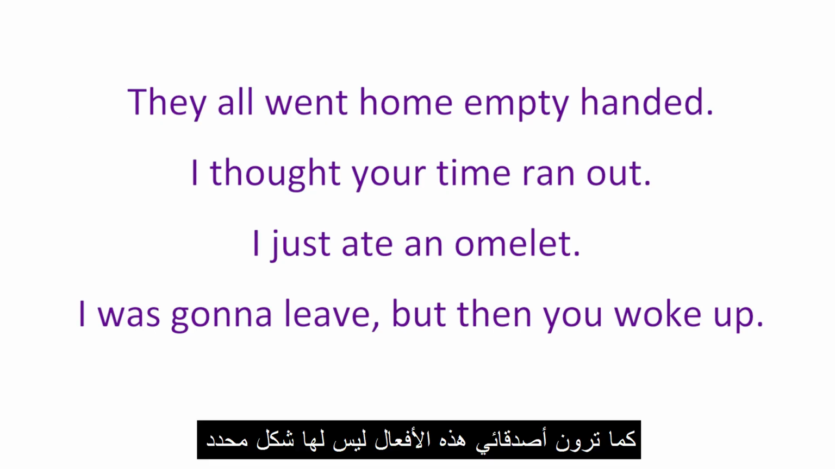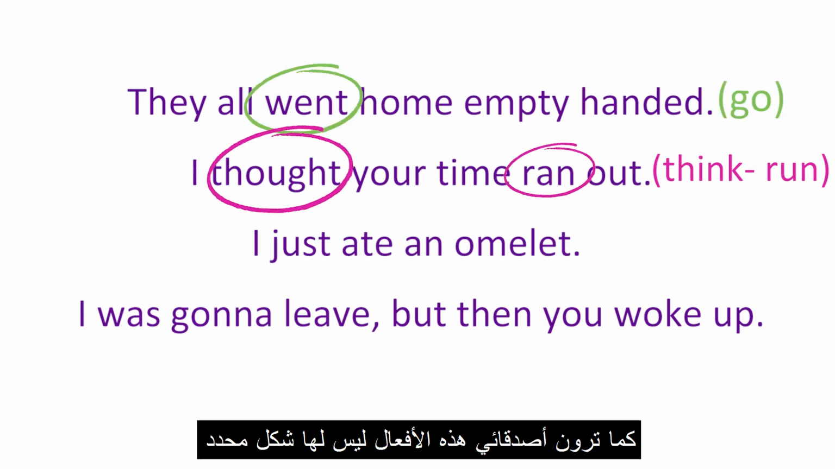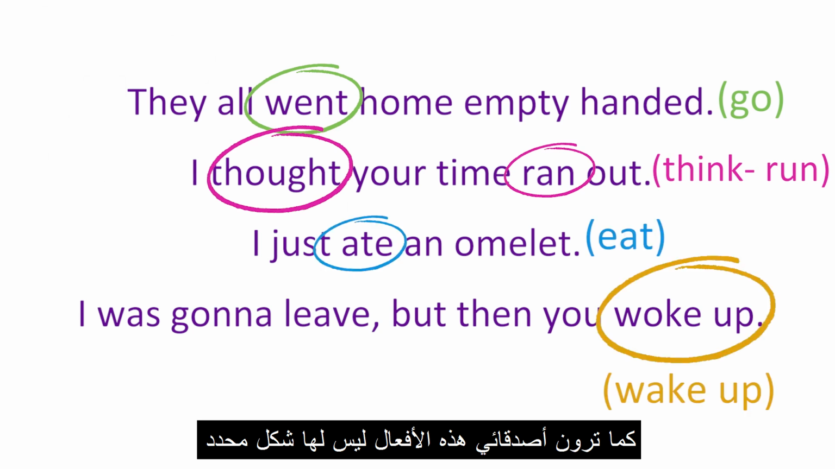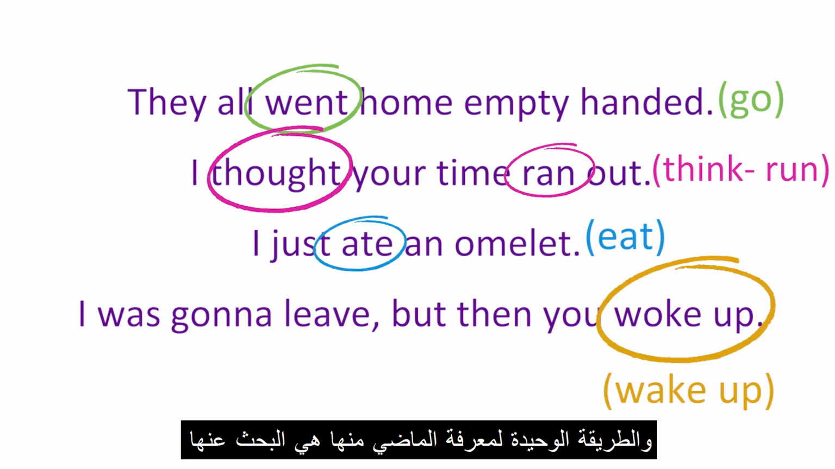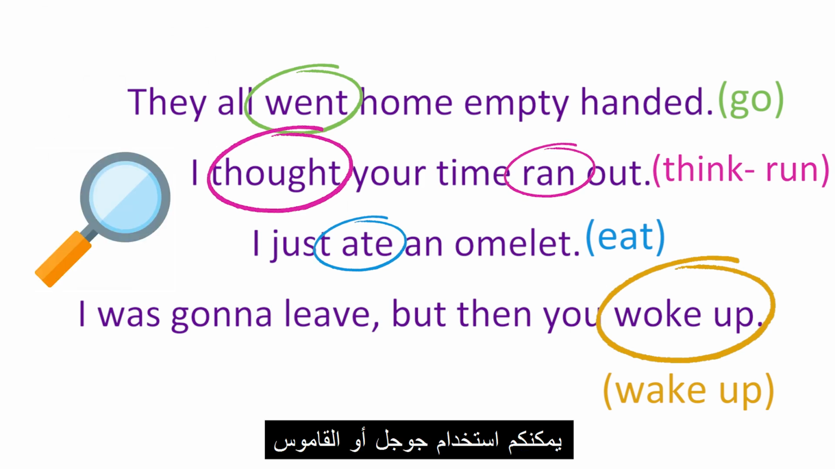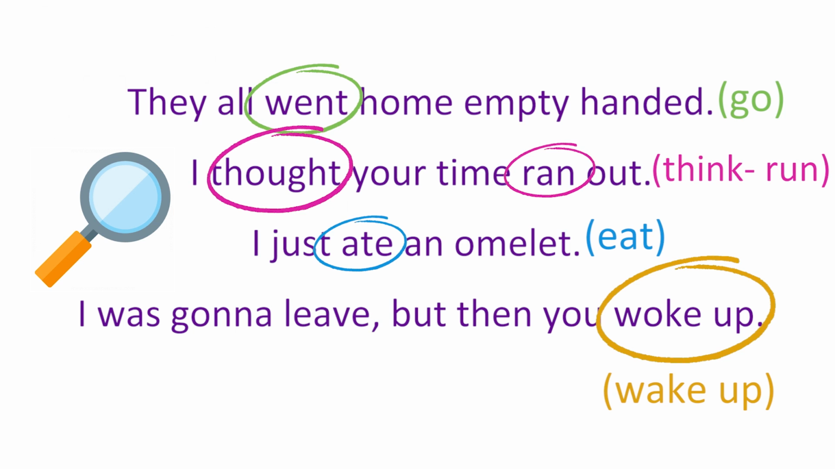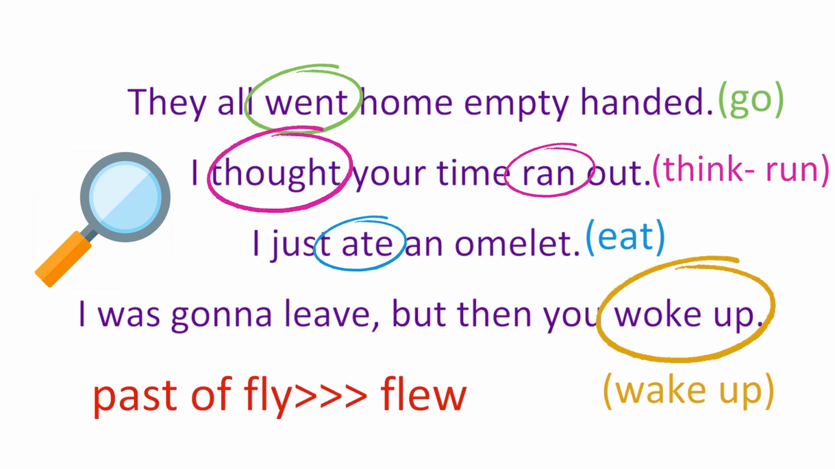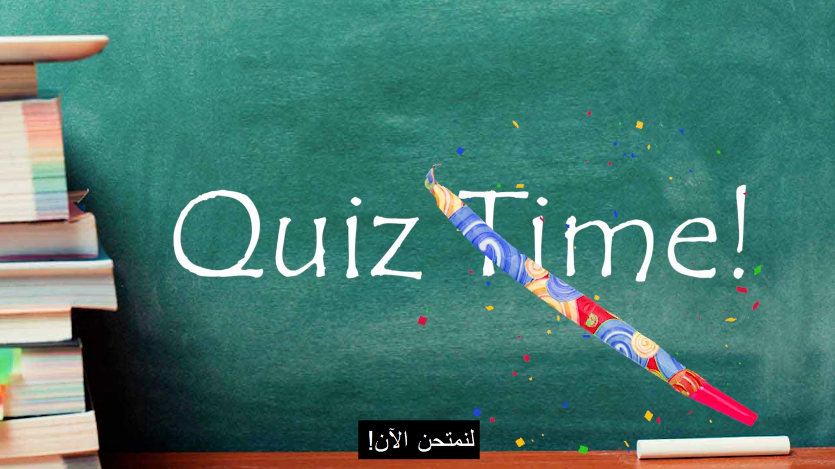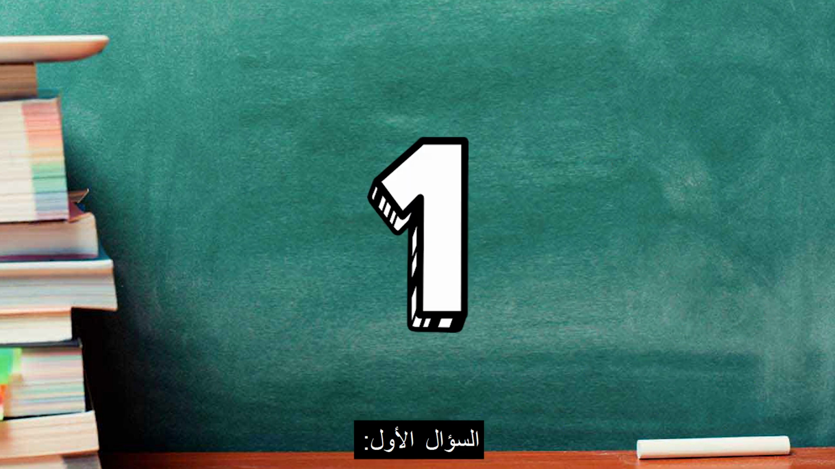So as you can see, those irregular past tense verbs have no specific form, and the only way to know the past tense of these verbs is actually to look them up. Go to Google or your dictionary and type, for example, past tense of a fly, and you'll find it right away. Quiz time! Question number 1.